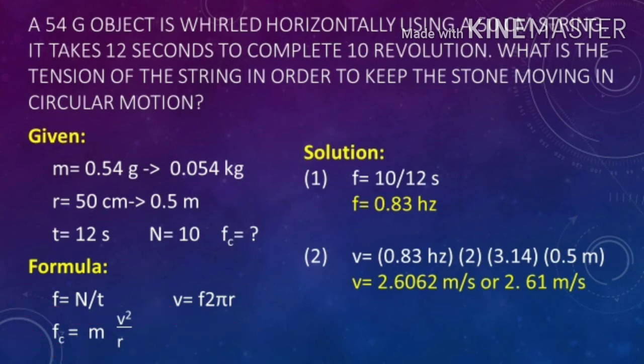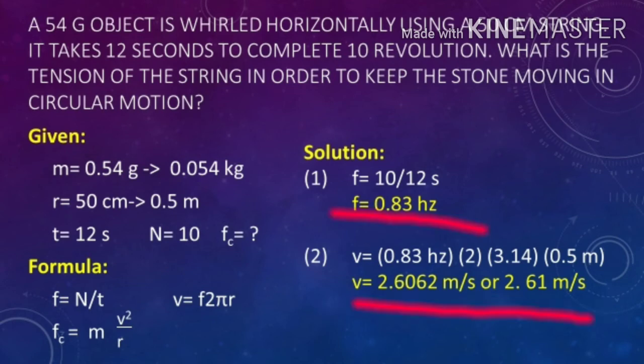For the solution, solve first for the frequency of revolution. F is equal to 10, which is your N, divided by 12 seconds, which is your time. The answer is, F is equal to 0.83 Hz. Next is solve for V. V is equal to 0.83 Hz times 2 times 3.14 which is your pi times 0.5 meter which is your radius. The answer is, V is equal to 2.61 meter per second.